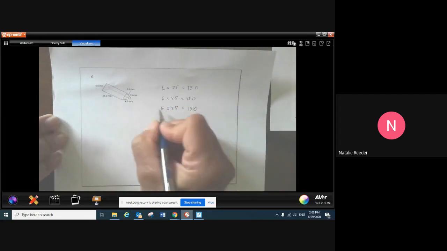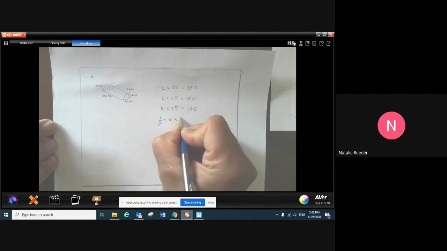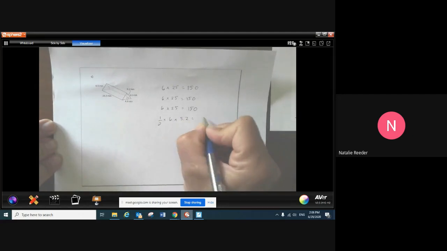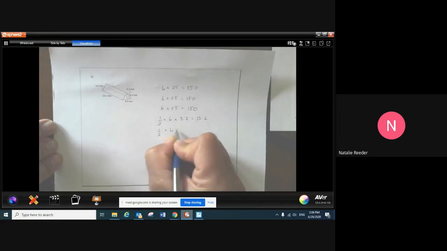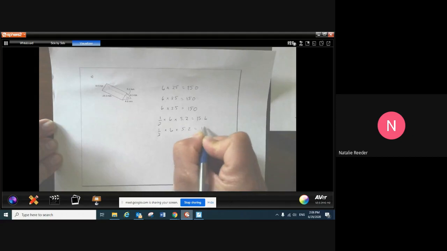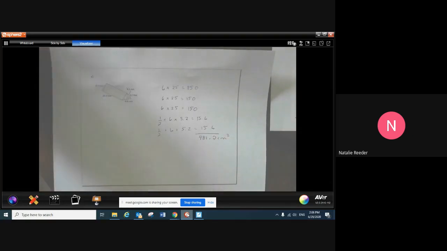Now for the triangle, it is a half times the base, which is 6, times the height, which is 5.2, which gives me 15.6. And then the other triangle is the same. It also gives me 15.6. And we add all that together, it gives us 481.2 centimeters squared. So that's it. That's how you find the surface area of a triangular prism.